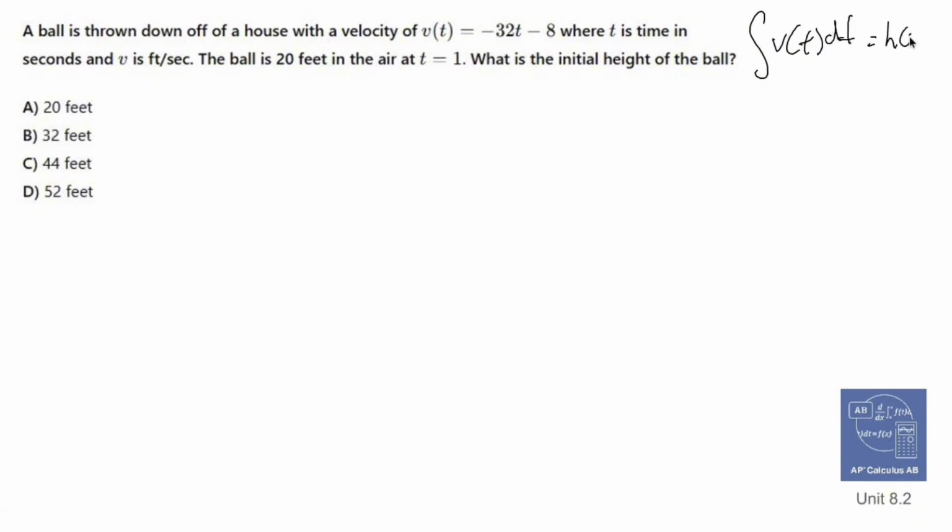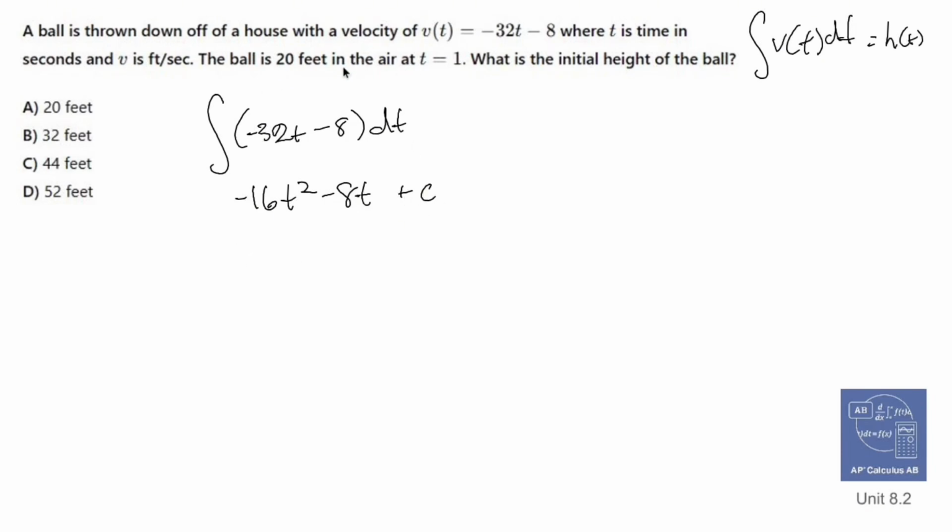So we'll say h of t, for height over time. Let's integrate this. We're going to take the indefinite integral of negative 32t minus 8 dt. That's going to get me negative 16t squared minus 8t, which looks about right because that's a typical gravity-looking formula. Plus c, we can't forget that.